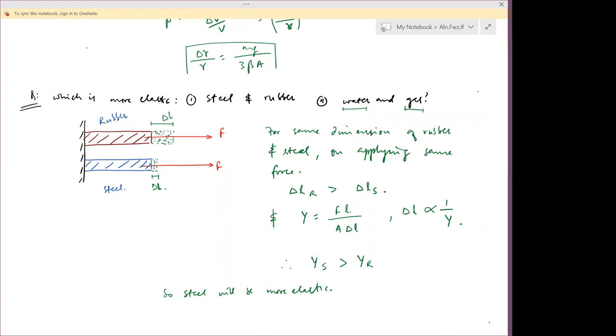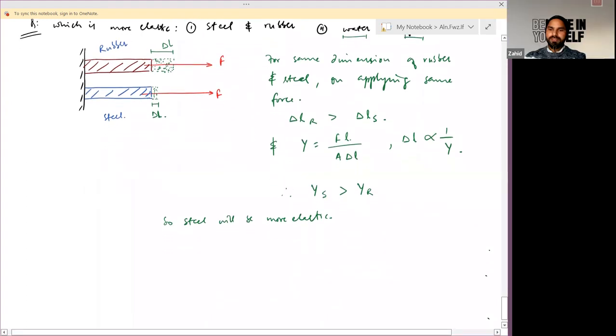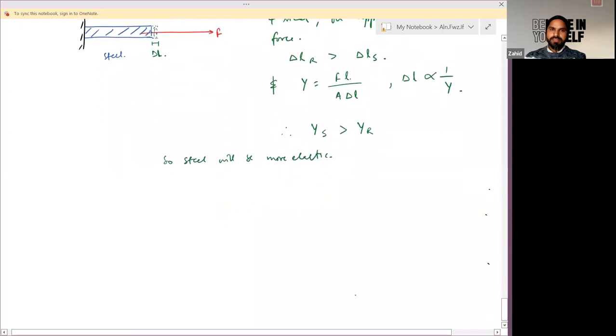Okay, just write it down. Done, sir. Okay. The next term in this chapter is the stress strain curve.